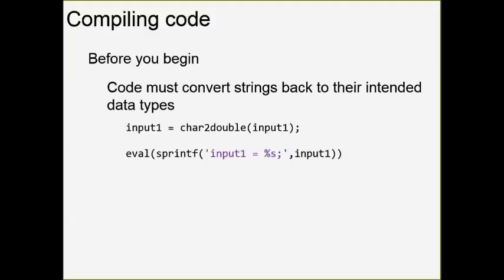This looks a little uglier, but it's a lot more flexible. And I'm going to be showing you instances in which the first will not work, in which the second will work. So what we're doing here, forget about the eval for a second, just think about the sprintf. So sprintf, input 1, equals the contents of input 1, right? So once we construct this string, it's going to say input 1 equals 3. And then if we evaluate that like a command, it's going to say input 1 equals 3. And then our input 1 is magically going to be a double called 3.